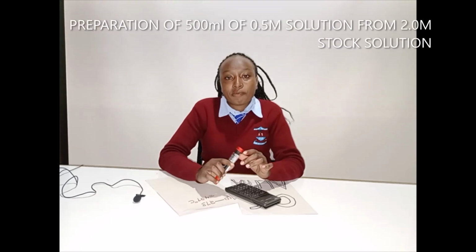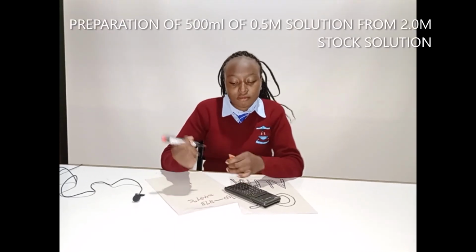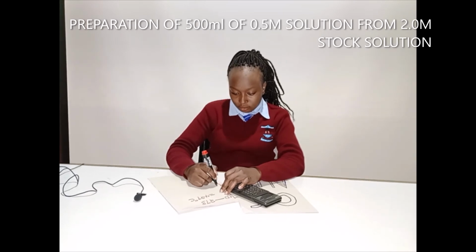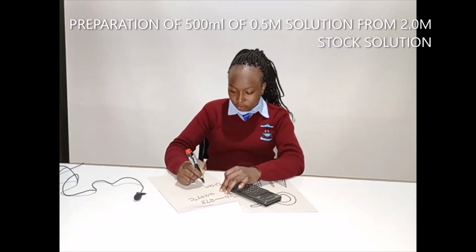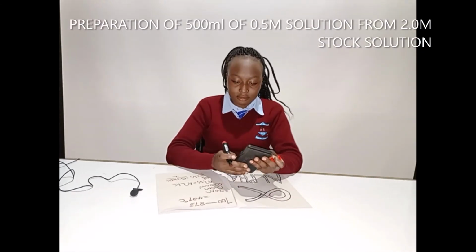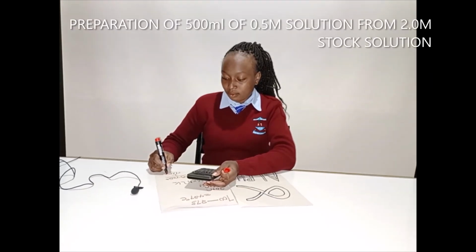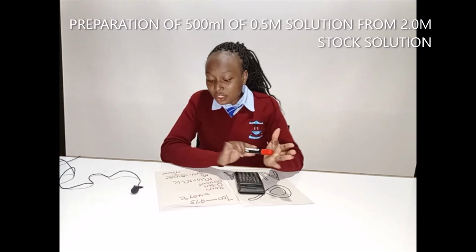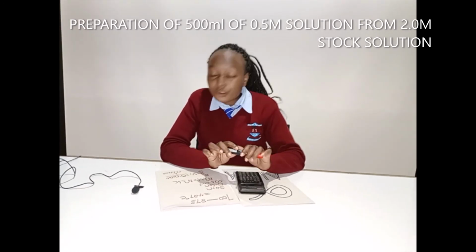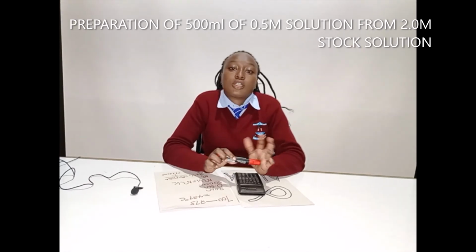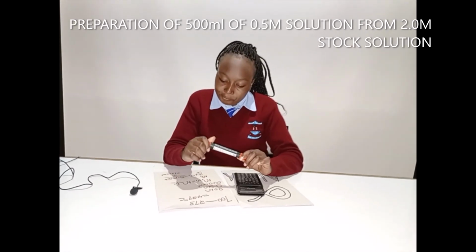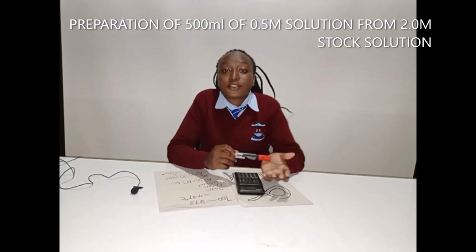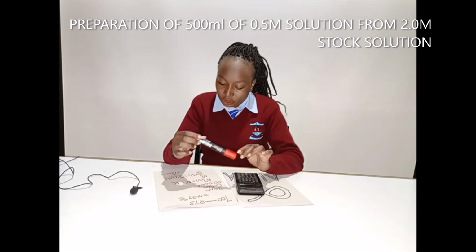Describe how you can prepare a half a liter, that is 500 centimeters cubed, of a 0.5 molar solution. You're given that the stock solution, the original solution, is 2.0 molar. You prepare it by diluting the 2.0 molar stock solution in 125 centimeter cubic of water. Okay, what volume are you diluting? 125 centimeters cubic. Okay, how did you work out the 125?